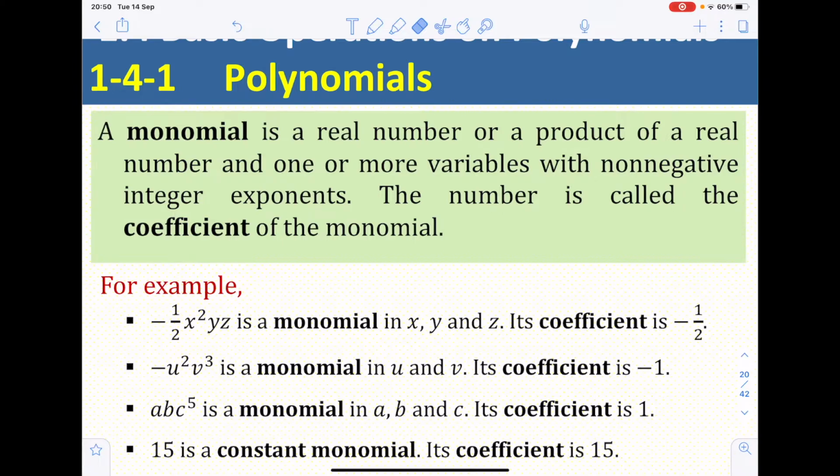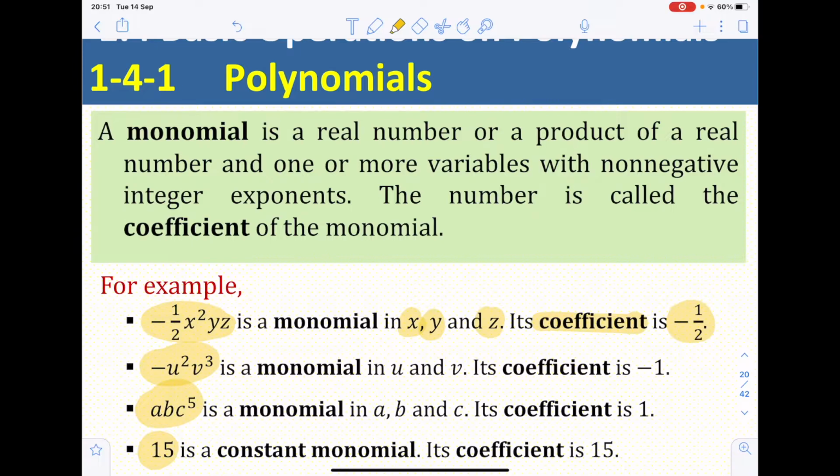What is a monomial? It is a real number or a product of real numbers and one or more variables with a non-negative integer exponent. The number is called the coefficient of the monomial. These are examples of monomials, like this one and this one and this one and this one. The first one has variables and a number. The variables are x, y, and z, and the number, which is negative 1 over 2, we call the coefficient.